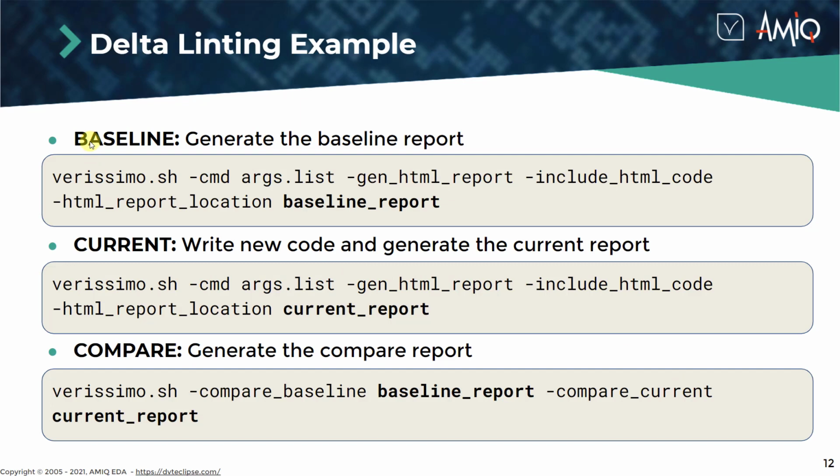So, how is this done? First, generate the baseline linting report. By the way, in a continuous integration flow where Verissimo runs automatically on every commit or check-in, you always have it at hand. We'll get back for a deeper dive into this flow a little bit later. Then write some new code, and when you're done, generate the current linting report and the comparison report. As you can see, it's fairly straightforward. You just need a couple more switches on the Verissimo command line.